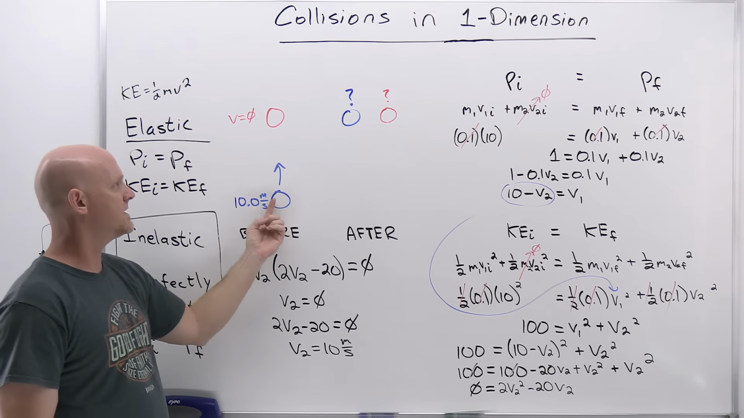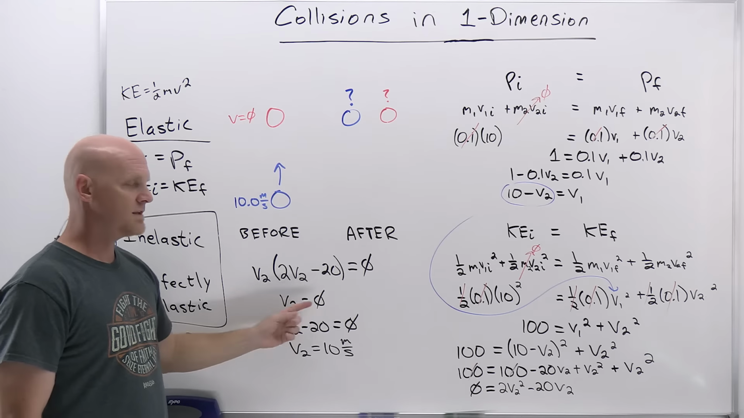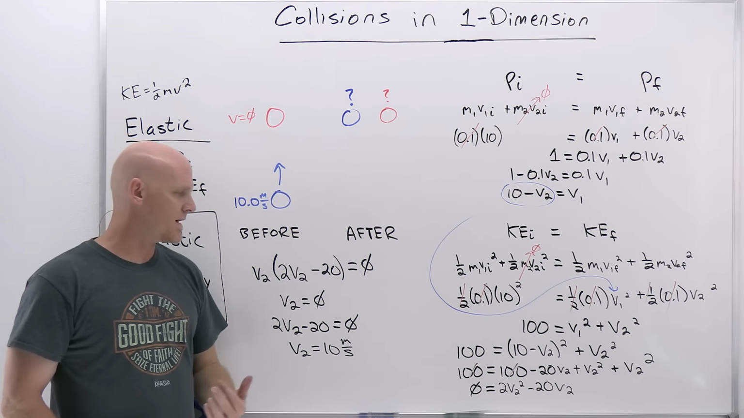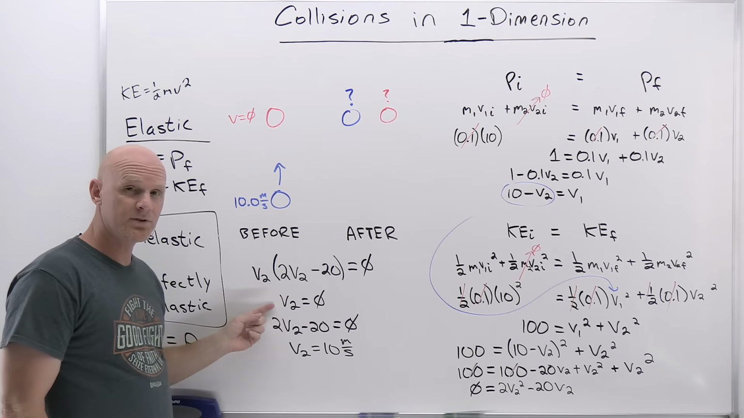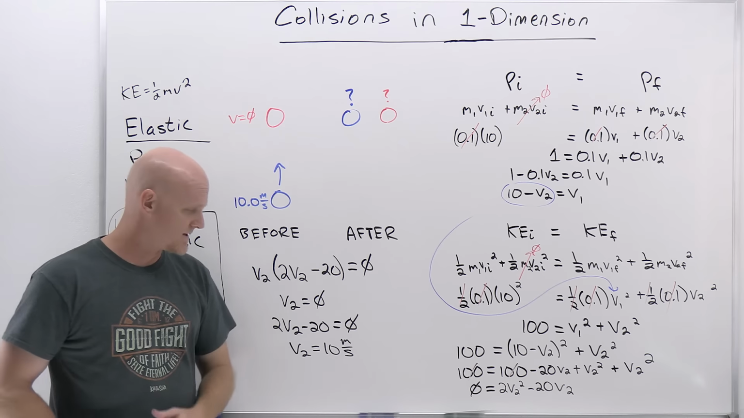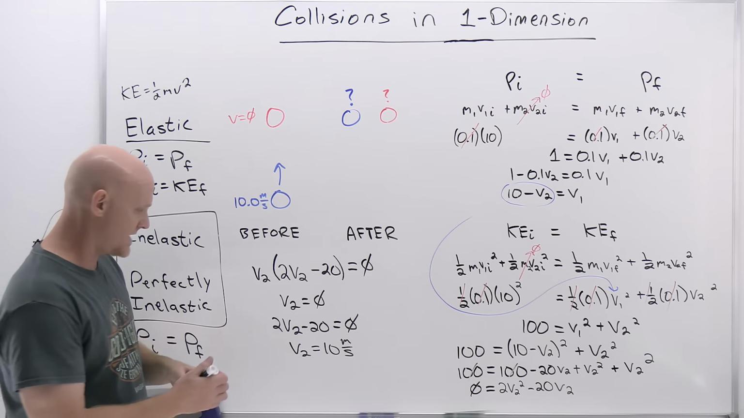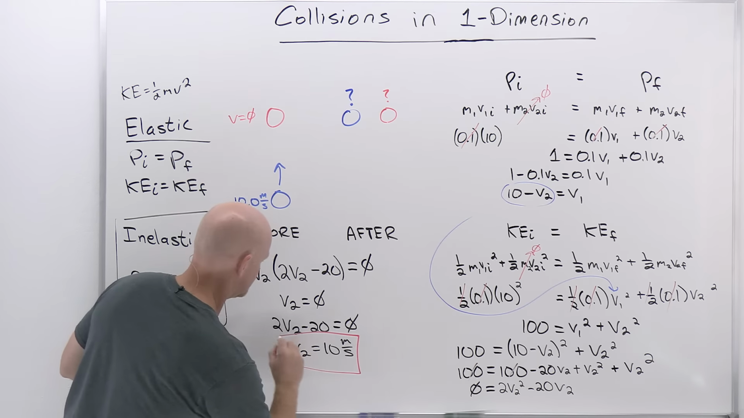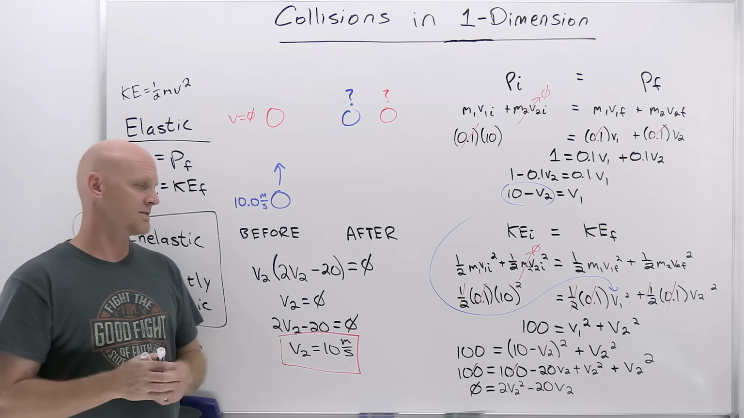Well, if the blue ball hits the red ball, what are the odds that it continues not moving? Well, I mean, if it was glued down or something, I guess we could assume that. But otherwise, that's not a real solution to this problem. It's a mathematical solution, but it's not a real physical solution, we say. And so the truth then must be that V2 equals 10 meters per second.